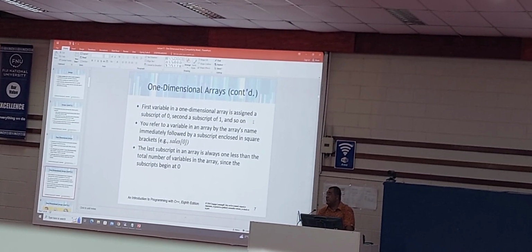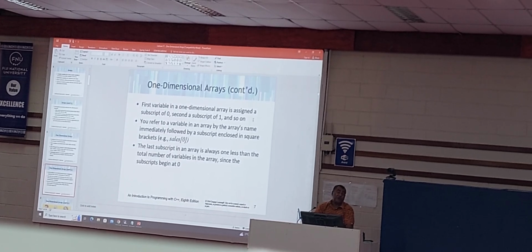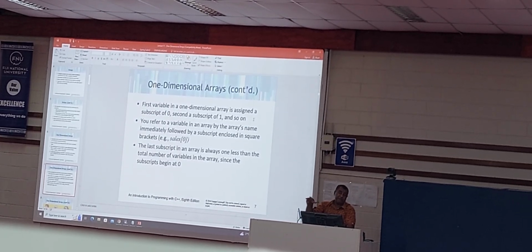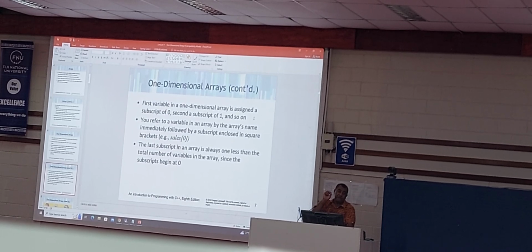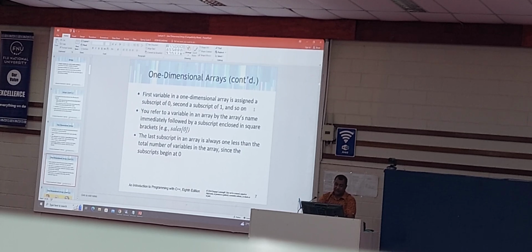If there are 10 elements in an array, the content of the array is 10 elements. The subscripts of those 10 elements are from what to what? From 0 to 9.